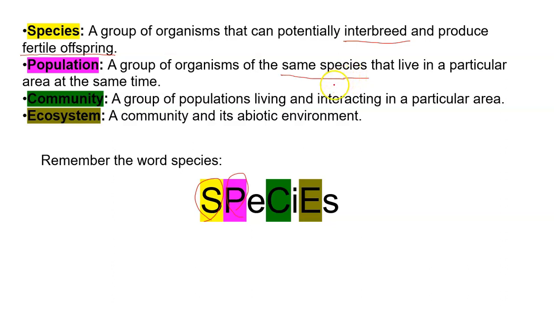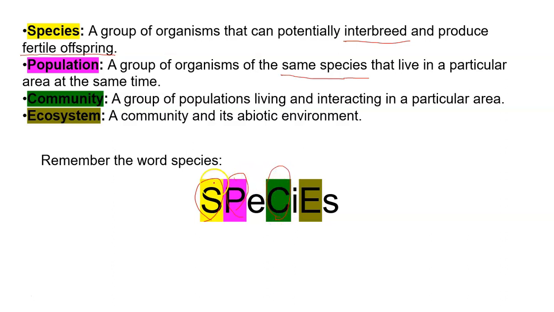So we cannot say the population of bees and the other insects. That would become two populations. Each population should have the same species, living in a particular area at the same time. The next, just forget about this E, the next would be C, which shows community. A community is a group of populations living and interacting in a particular area. So once it becomes a community, it is possible that we have more than one population in the community.